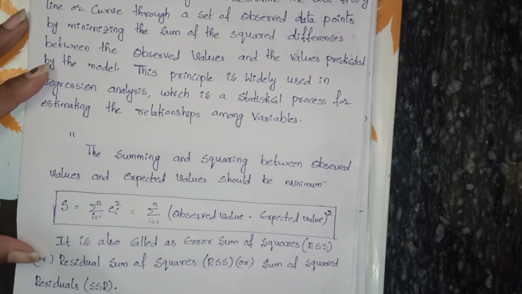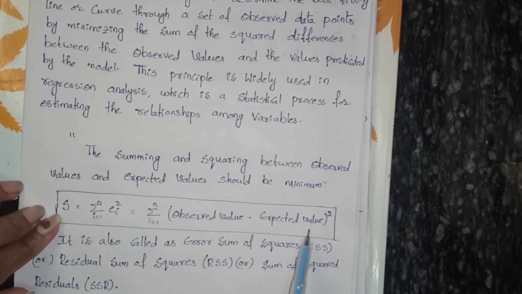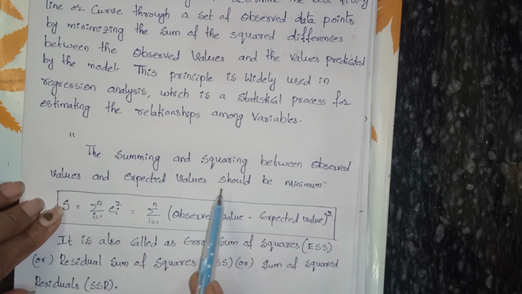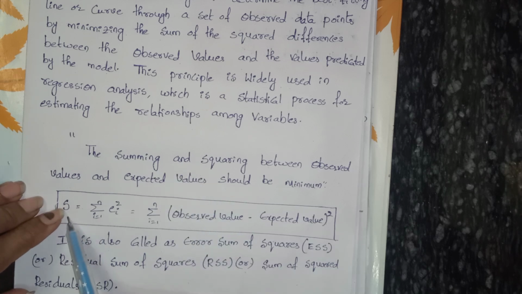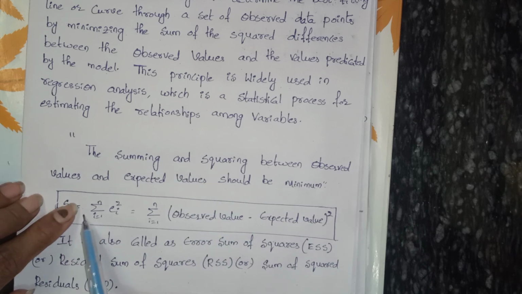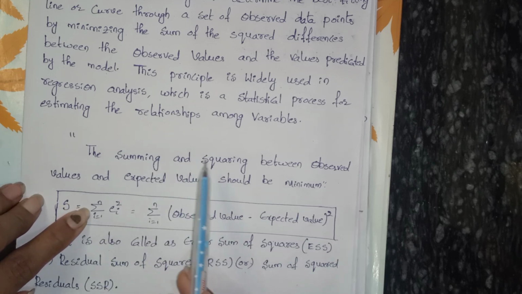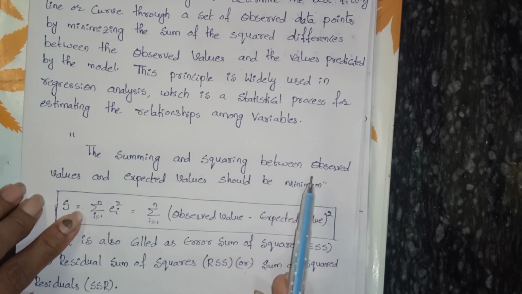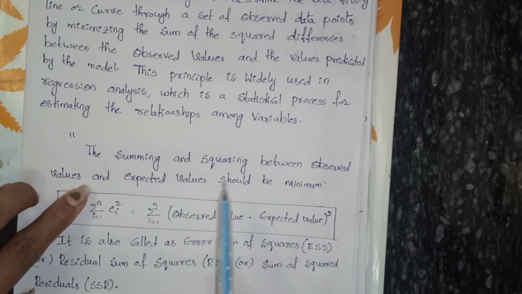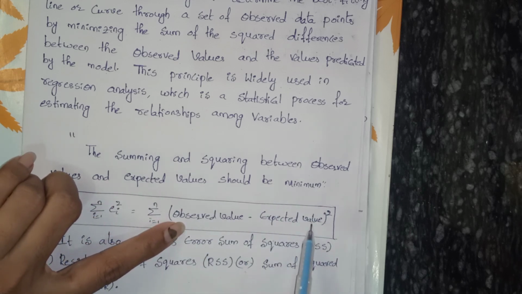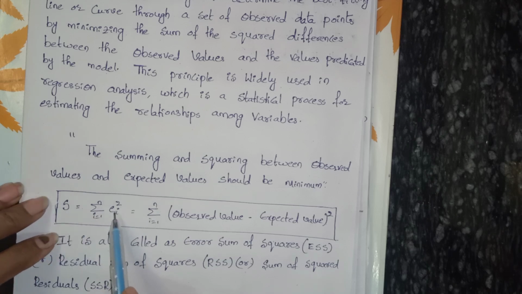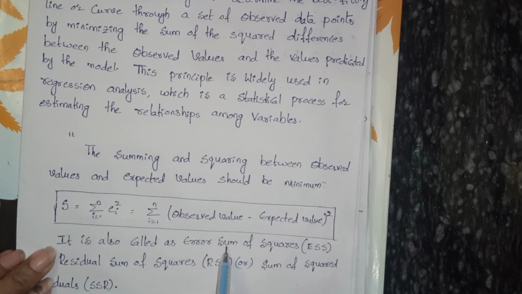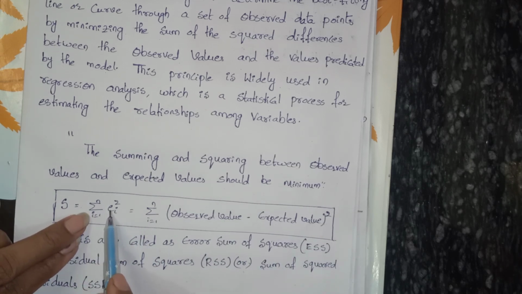line or curve. According to the mathematical notation, it is written as S. The principle of least squares: S equals the summation of the squared differences between the observed values and expected values. Why have we written E here? Because the principle of least squares is also called the error sum of squares. That's why we have written it here.